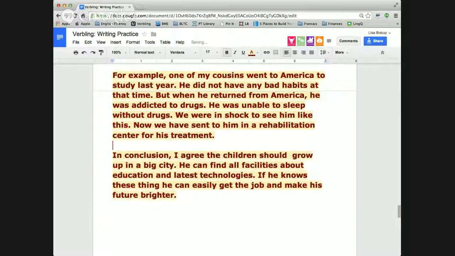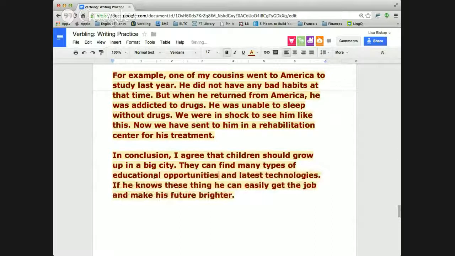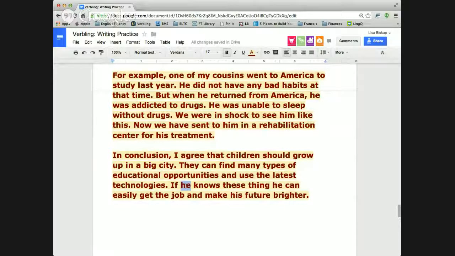In conclusion, I agree that children should grow up in a big city. They can find all facilities, many types of educational opportunities, and use the latest technologies. If they know these things, they can easily get a job and make their future brighter. Do you have any questions about my corrections?